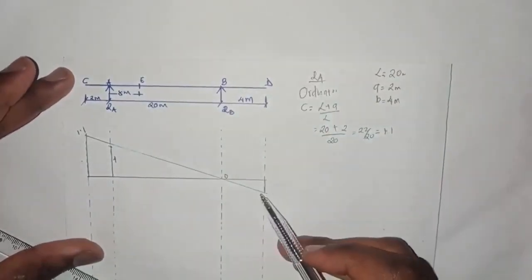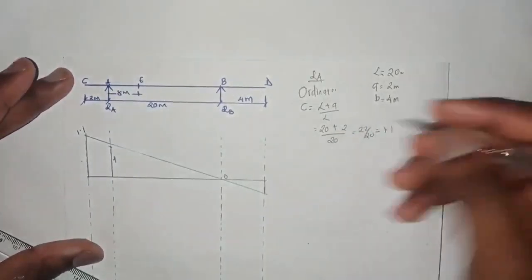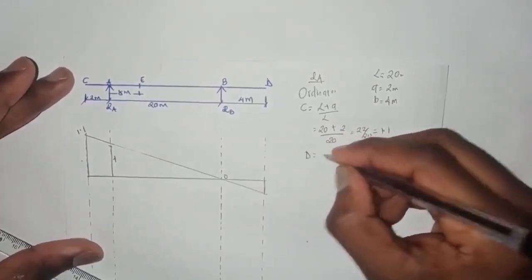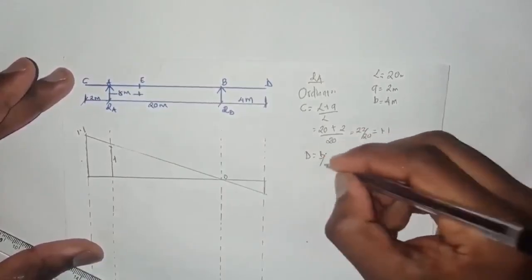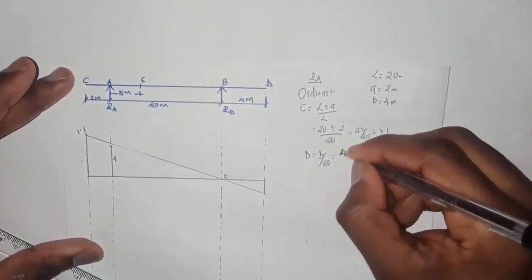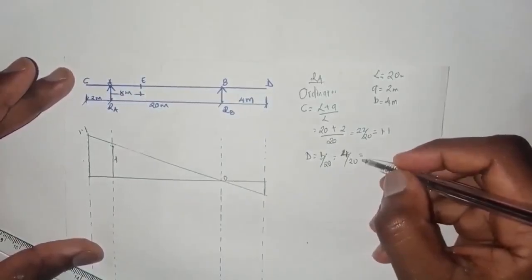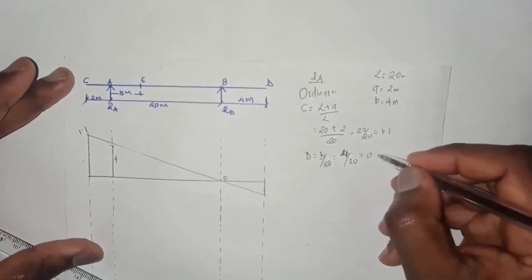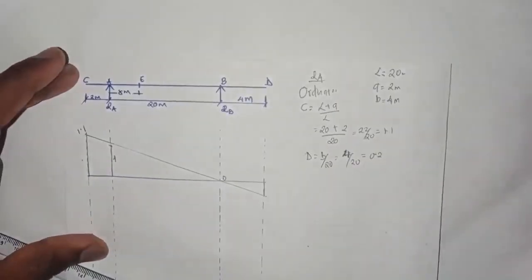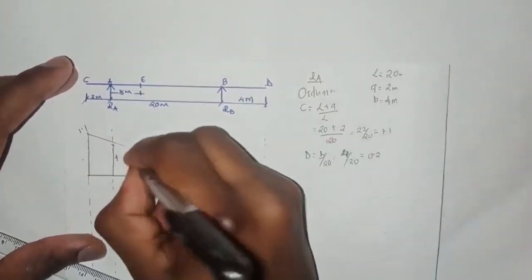Okay, and at our ordinate at point D, it is always b all over 20. So it is 4 all over 20, which equals 0.2. Here it is 0.2. So this is negative and this is positive.